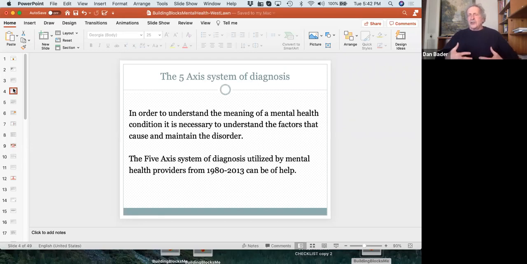And it's kind of useful because they did away with it in 2013 when they came out with the latest edition of the DSM. It was criticized quite a bit. They did away with the 5-axis system, which was actually a very logical way of understanding mental health disorders, which was an interesting thing that they even did that. But this 5-axis system was in play from 1980 through 2013.